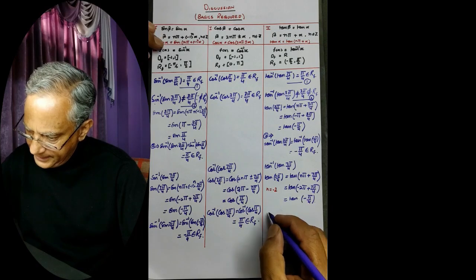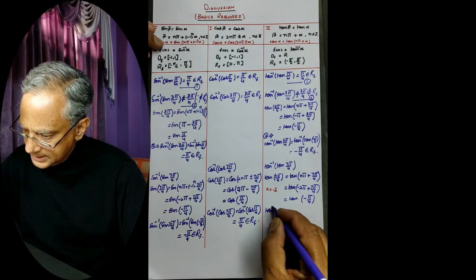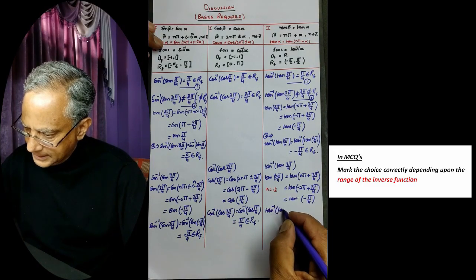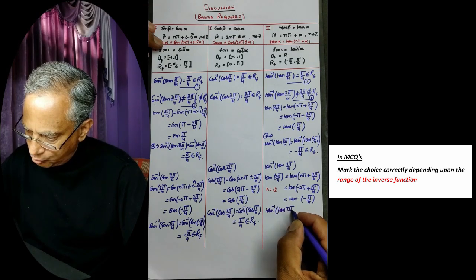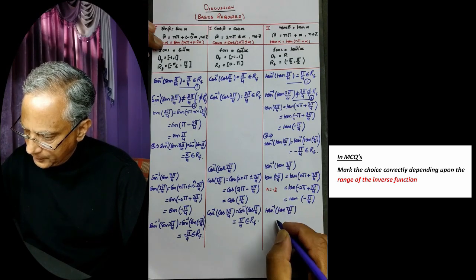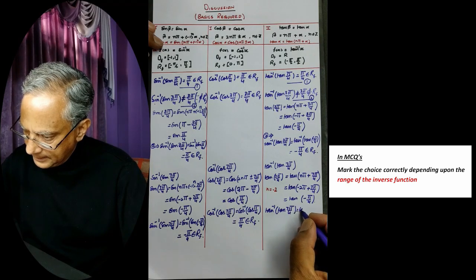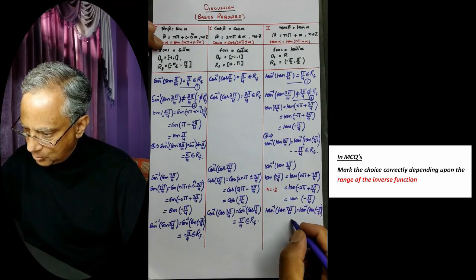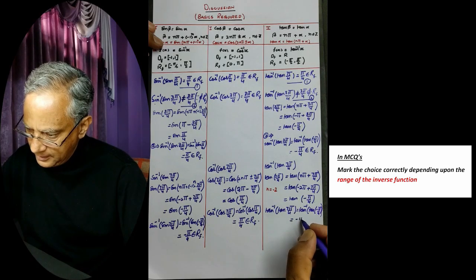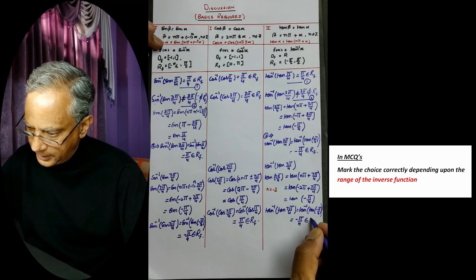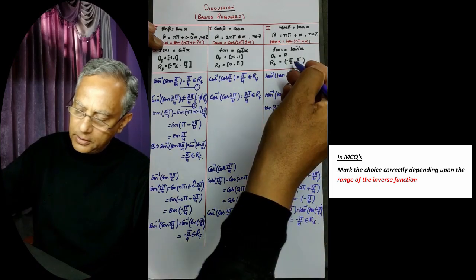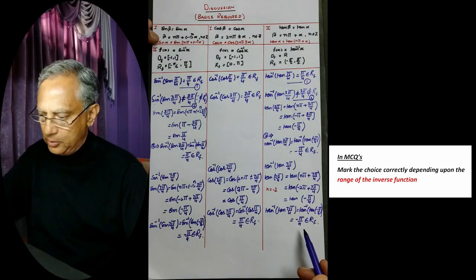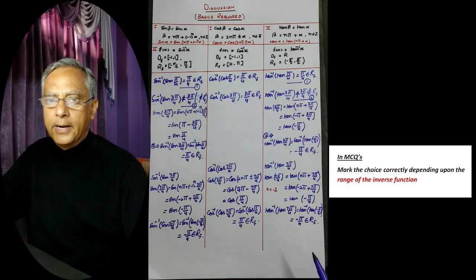So we can write tan inverse of tan 7 pi by 4 is equal to tan inverse of tan minus pi by 4, which is equal to minus pi by 4, and this belongs to the range of the function, which is minus pi by 2 to pi by 2. So this is the correct value.